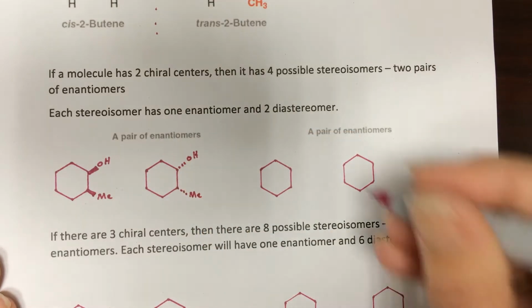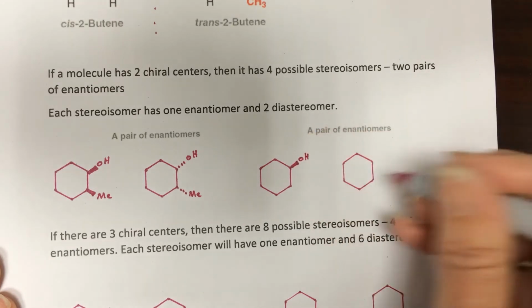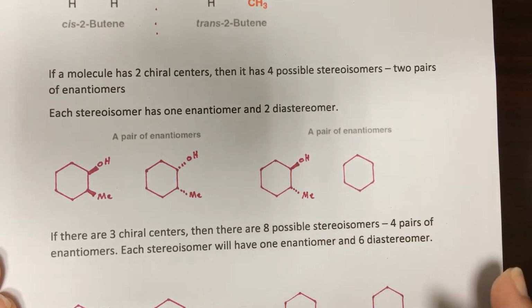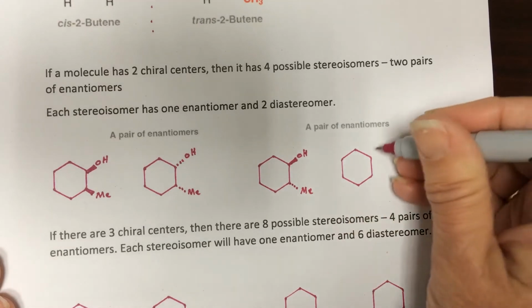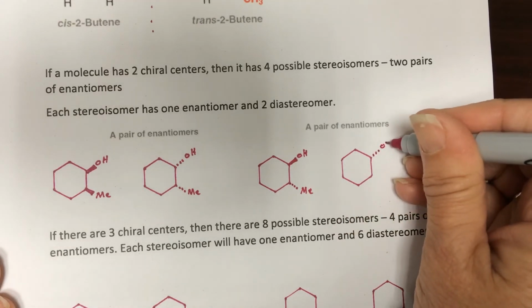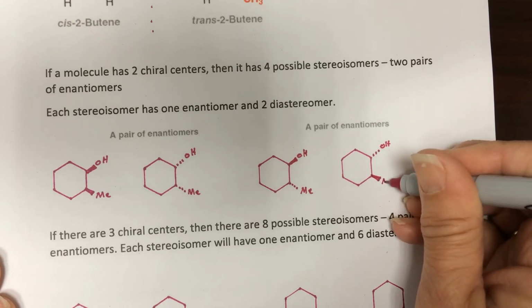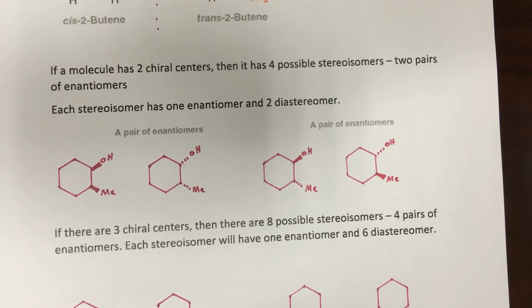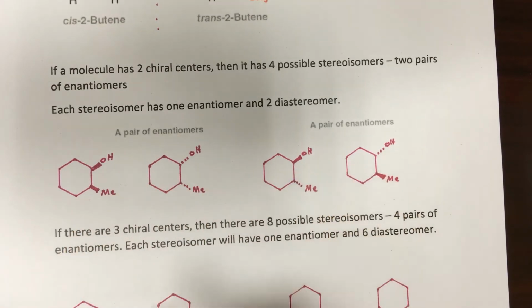but we also have the possibility where the hydroxy comes toward you, one of them comes toward us, and one of them goes away. The mirror image of this compound, the hydroxy goes away back toward the board, and the methyl group comes toward us. So this is a pair of enantiomers, and this is a pair of enantiomers.